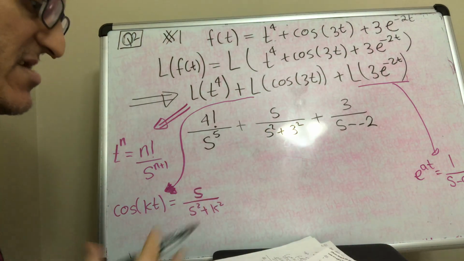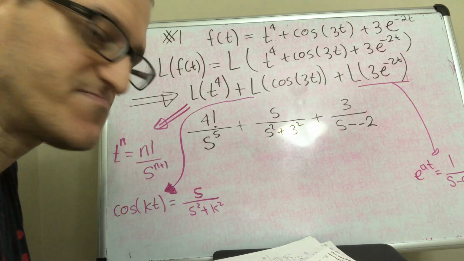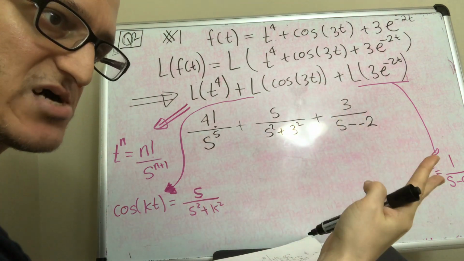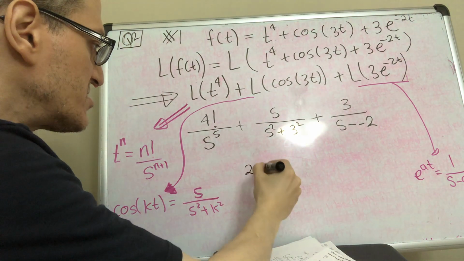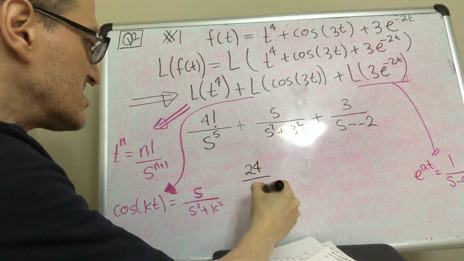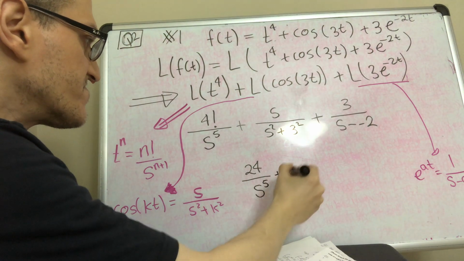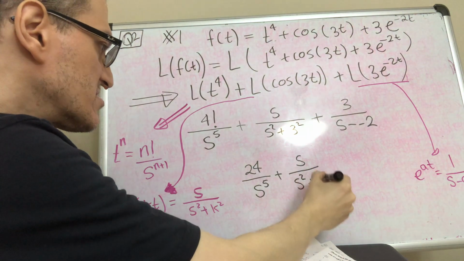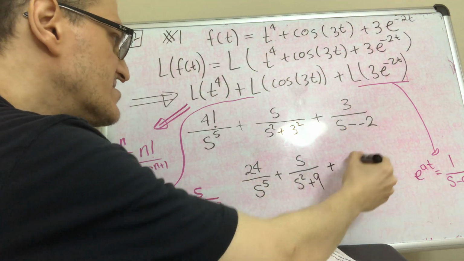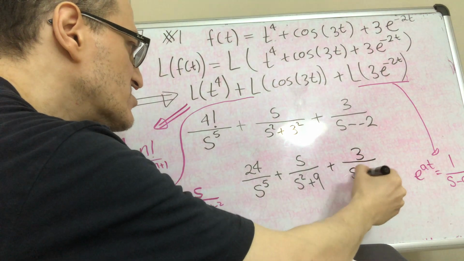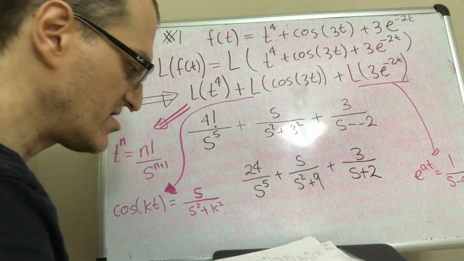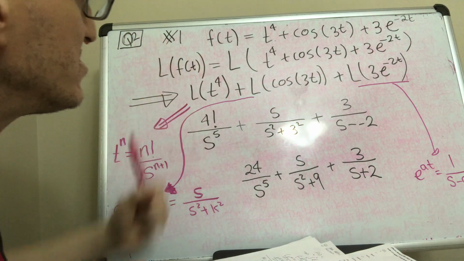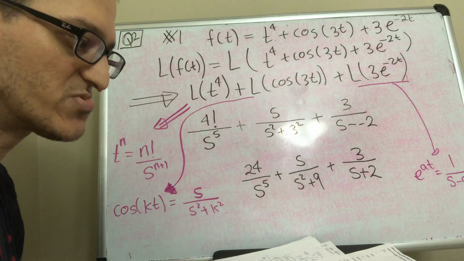Now the final look of this: 4 factorial, as you know, is 4 times 3 times 2 times 1. That would be 24 over s to the power 5. This is s over s squared plus 9. This is 3 over s plus 2. So this is the final answer for the transformation of this, and you just apply the rules.